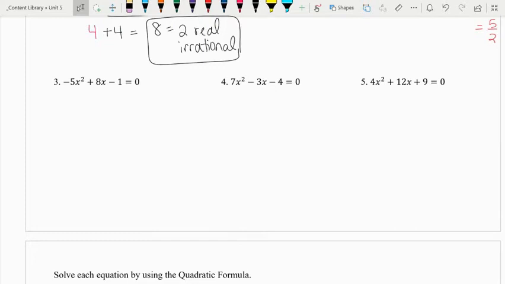On number 3, we would have 8 squared minus 4 times -5 times -1. If we simplify, we get 64 minus 20, plus 44, which is 2 real irrational, because it's positive, but it's not a perfect square.